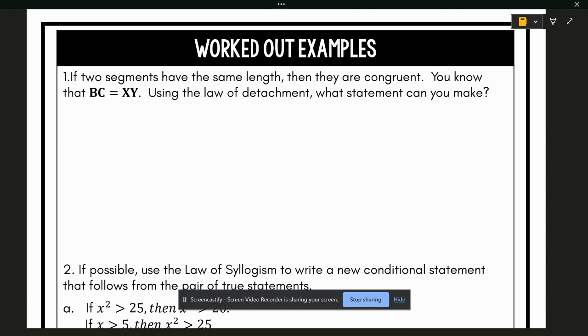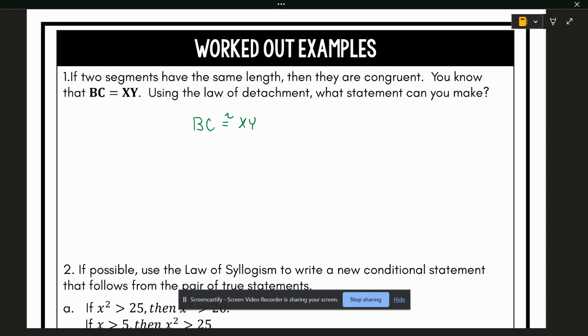So right here it gives you a law of detachment. It's either going to be something that's true or something that's not true. So if two segments have the same length, then they are congruent. BC is equal to XY. So if you know that they're equal, they have the same length, using the law of detachment, what statement can you make? That they're both congruent. And that's basically it. So then using that, you'd say BC is congruent to XY.